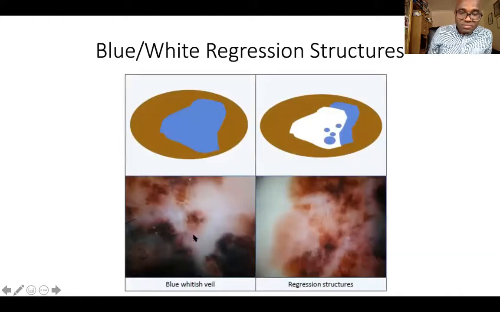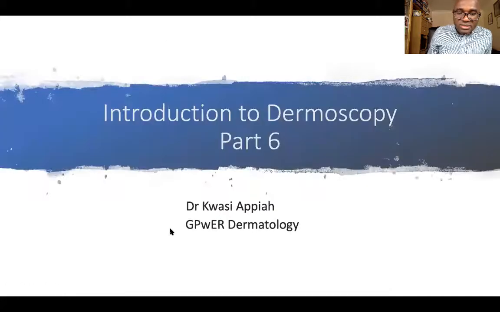Blue-white veil, again, this is a schematic diagram of how you see it there. And then you've got the regression structures, the white area here in that sense.